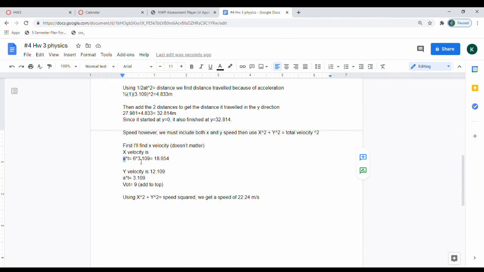And then we multiply it by the time, which we already found, to get the x speed. Then we do the exact same thing with the y speed, and also add 9 to the y speed, because that's the initial speed. And then just use the Pythagorean theorem, and this is the total speed.